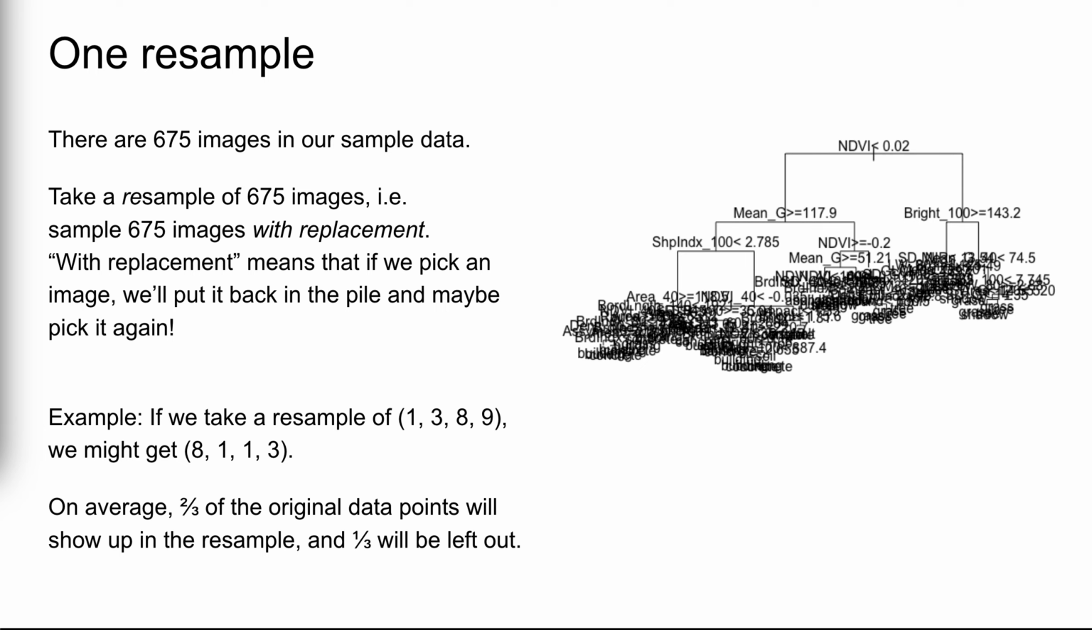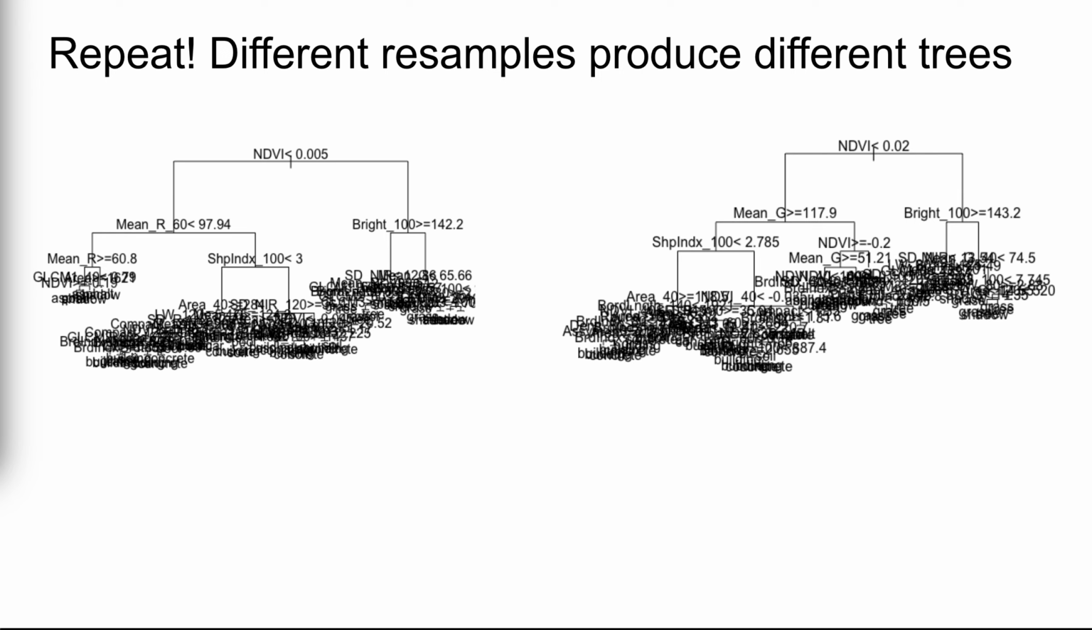Now, once we have a resample of 675 images, we can build an unpruned tree using this resample. One example is shown here, but remember, we want to repeat this process many times. We want to build many resample trees. Of course, different resamples can and will produce different trees. For example, the 2 resample trees here both use NDVI in the first split, but with different cut points, 0.005 on the left and 0.02 on the right.